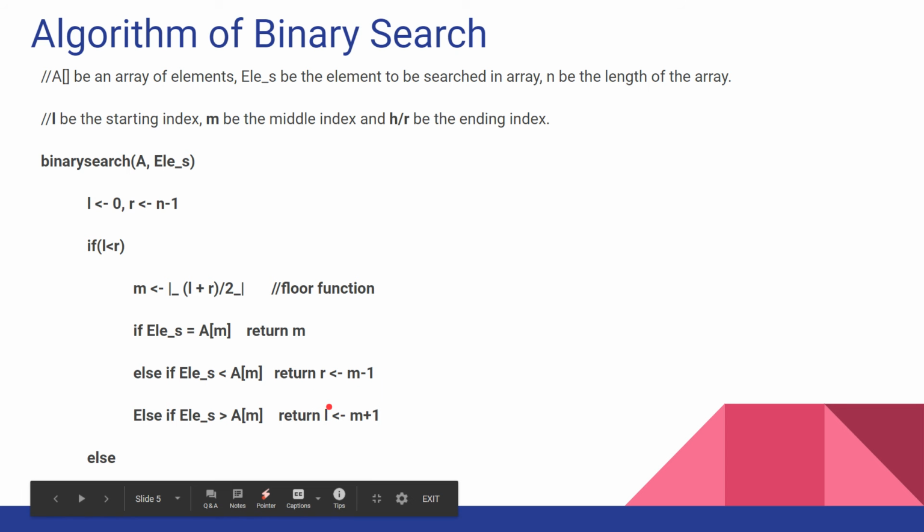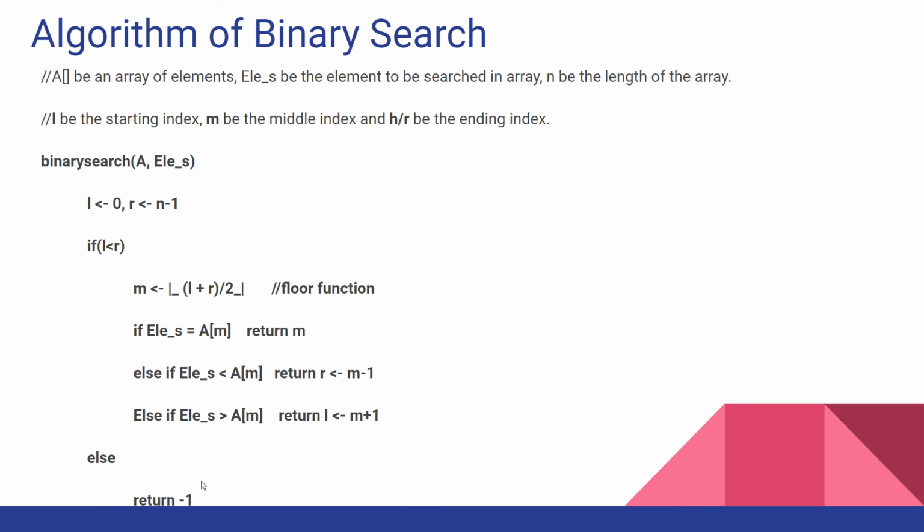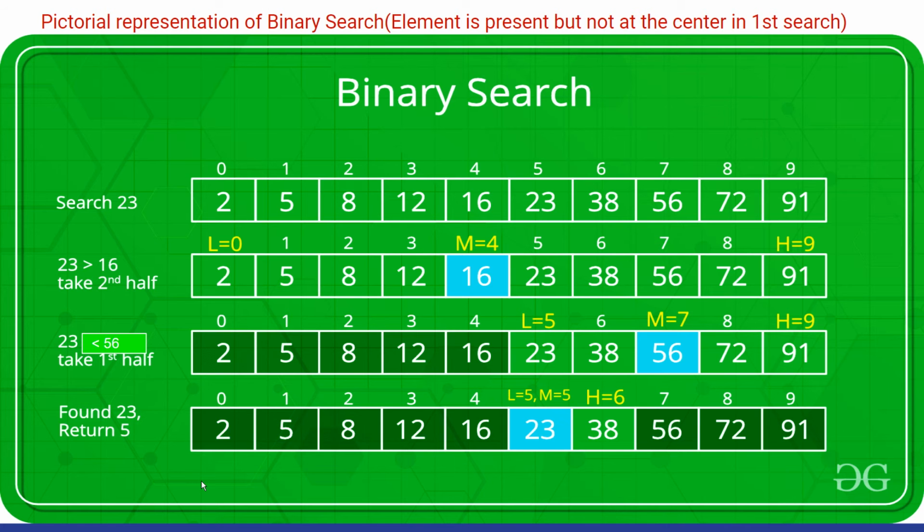Similarly here, as L is changed, you have to keep R and M the same. If L is not less than R, then I have to return minus 1, and this minus 1 automatically means the element is not present. Let's see it with an example.